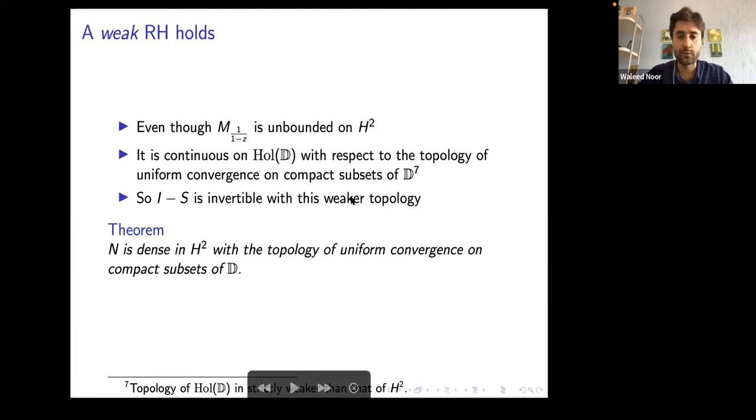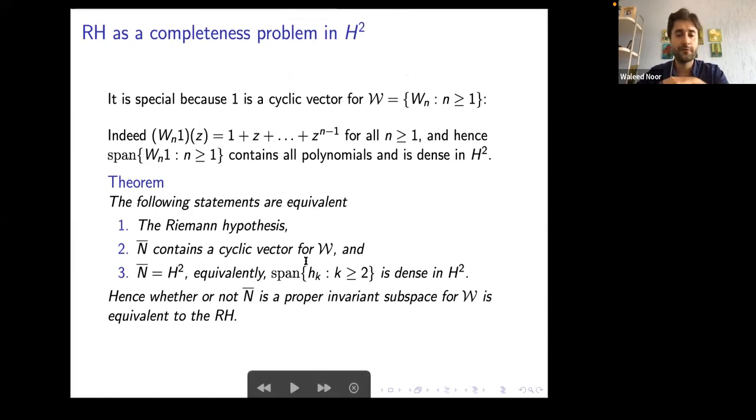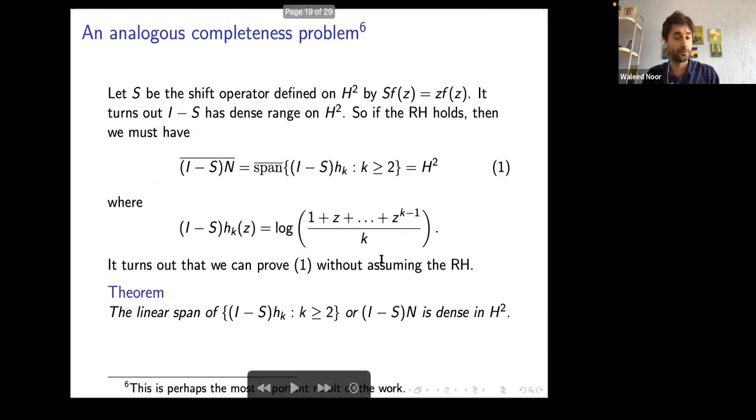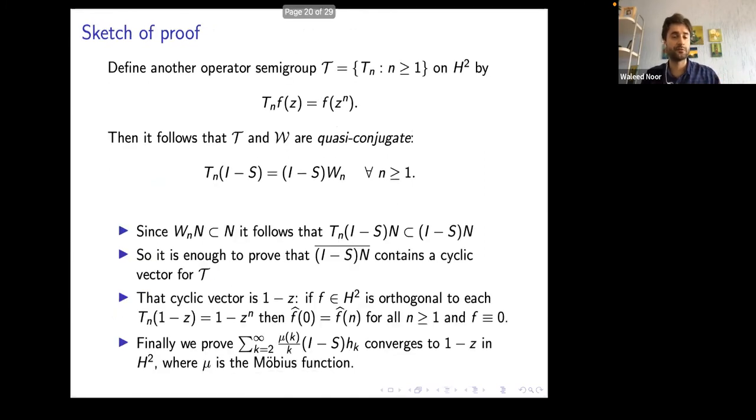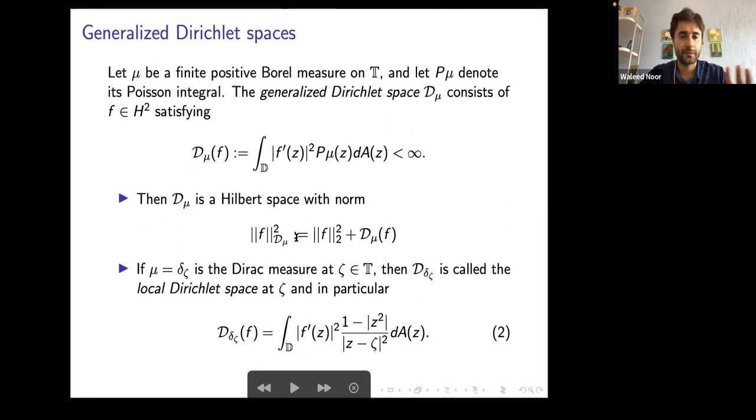But another approach that one could use is that if, for example, the span of HK is dense in H2, then the orthogonal complement should be trivial. The orthogonal complement of HK should be trivial. So in other words, the Riemann hypothesis is equivalent to the orthogonal complement of these functions being trivial. This is another approach which presents different methods. So for this, I would like to introduce some different spaces in order to make use of this approach.